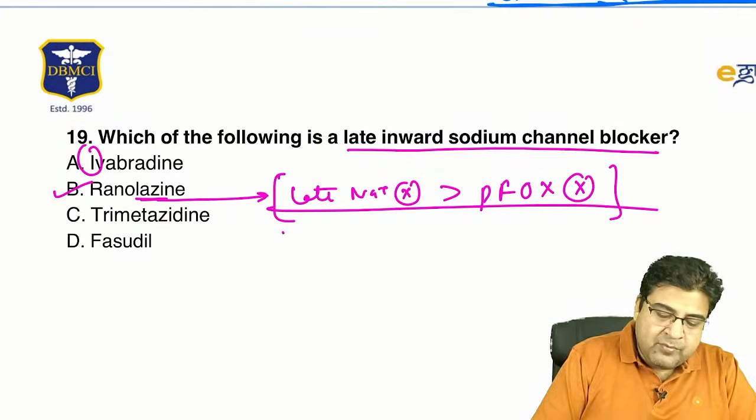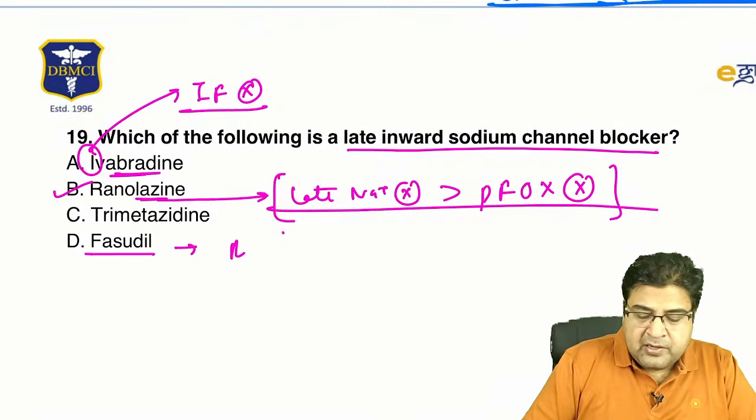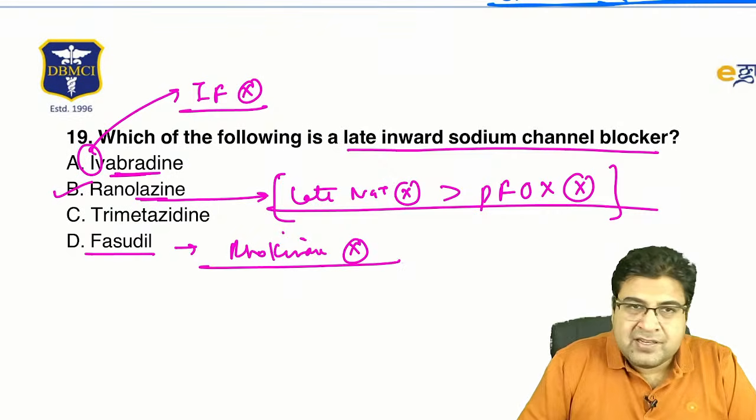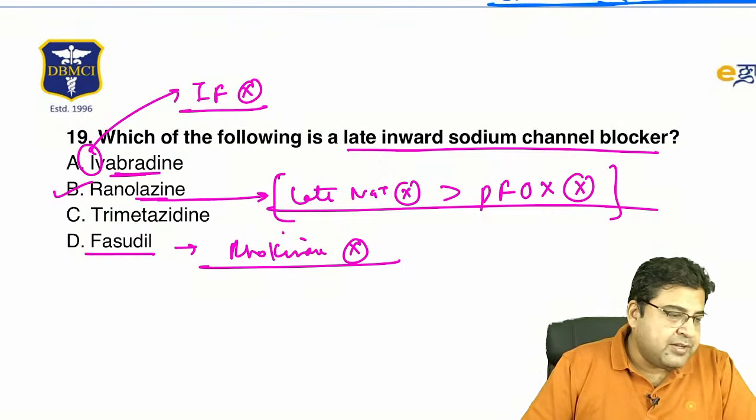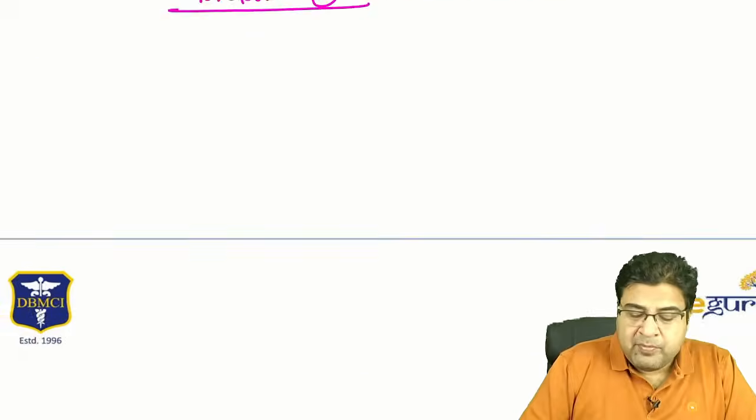Ivabradine, we made a mnemonic. I stands for funny channel, funny current. So this is an inhibitor of the funny current and can result in bradycardia. Fasudil, we made a Hindi mnemonic which is not applicable here. It's a rho kinase inhibitor. Fasudil is a rho kinase inhibitor, right? So question 19, answer is B.